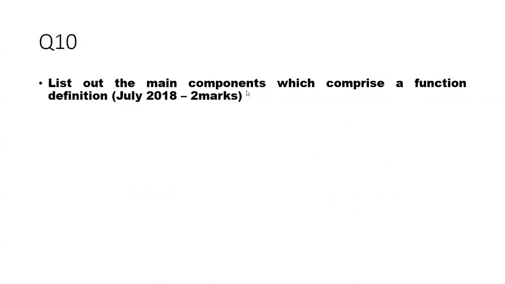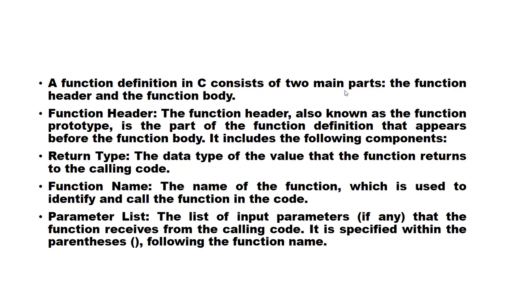Next question, list out the main components which comprise a function definition. A function definition in C consists of two main parts, the function header and the function body.